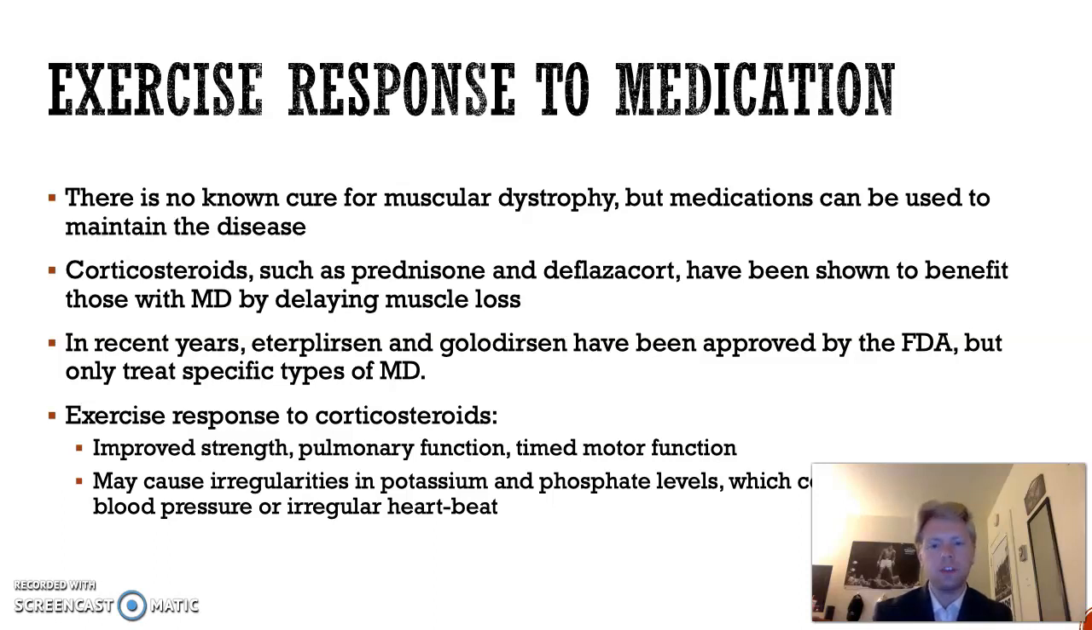And since corticosteroids are the most common, I went into some research on the exercise response to corticosteroids, and it actually helps. It improves your strength, pulmonary function, and timed motor function. But on the other side, some side effects are that it may cause irregularities in potassium and phosphate levels, which could both lead to high blood pressure or irregular heartbeat.